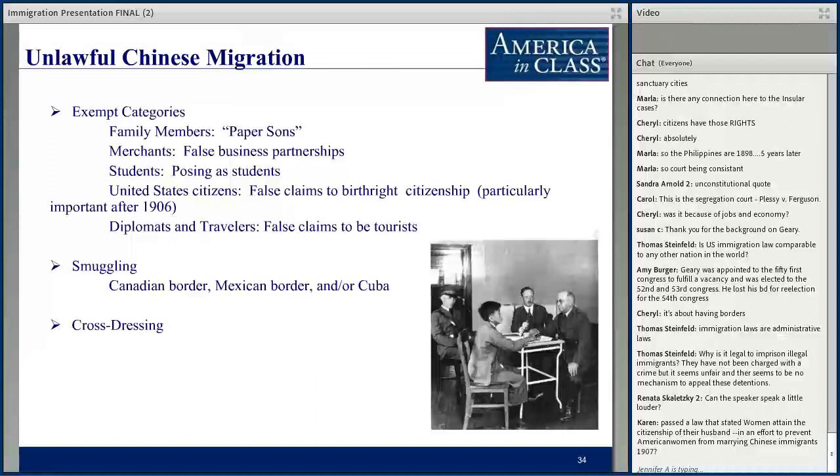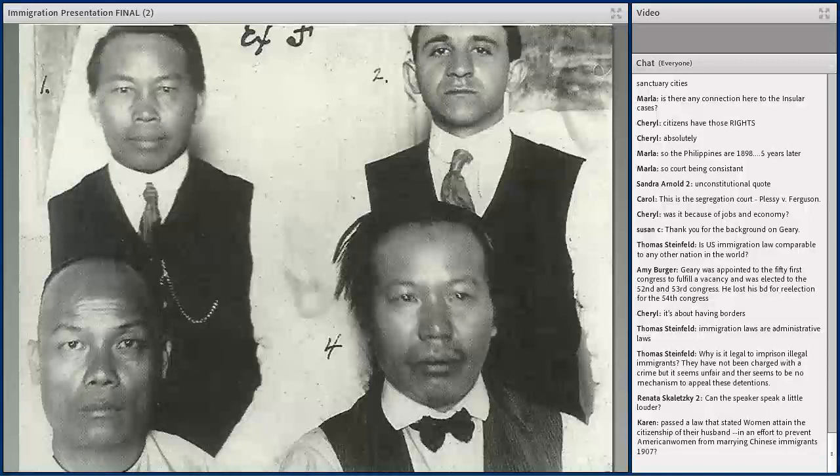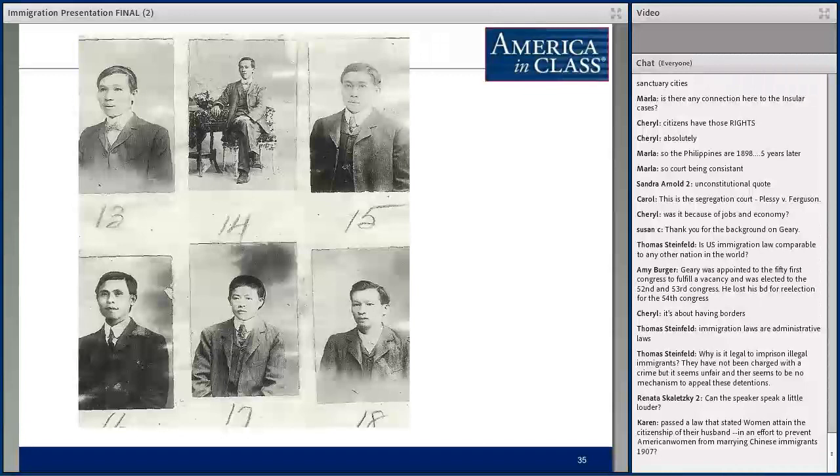So there are all these different ways in which Chinese immigrants continue to immigrate to the United States, regardless of the law. They also engage in smuggling at the U.S.-Canadian border, but in particular at the U.S.-Mexico border and with Cuba. And they engage in cross-dressing. So here I want to show you all a couple of photos. These are some cross-dressing photos of Chinese immigrants who were at the U.S.-Mexico border and had cut their queues and had learned a couple of phrases like "yo soy Mexicano," I am Mexican, as they passed through the ports of entry, trying to enter as Mexicans, for whom there were no restrictions at this time period.